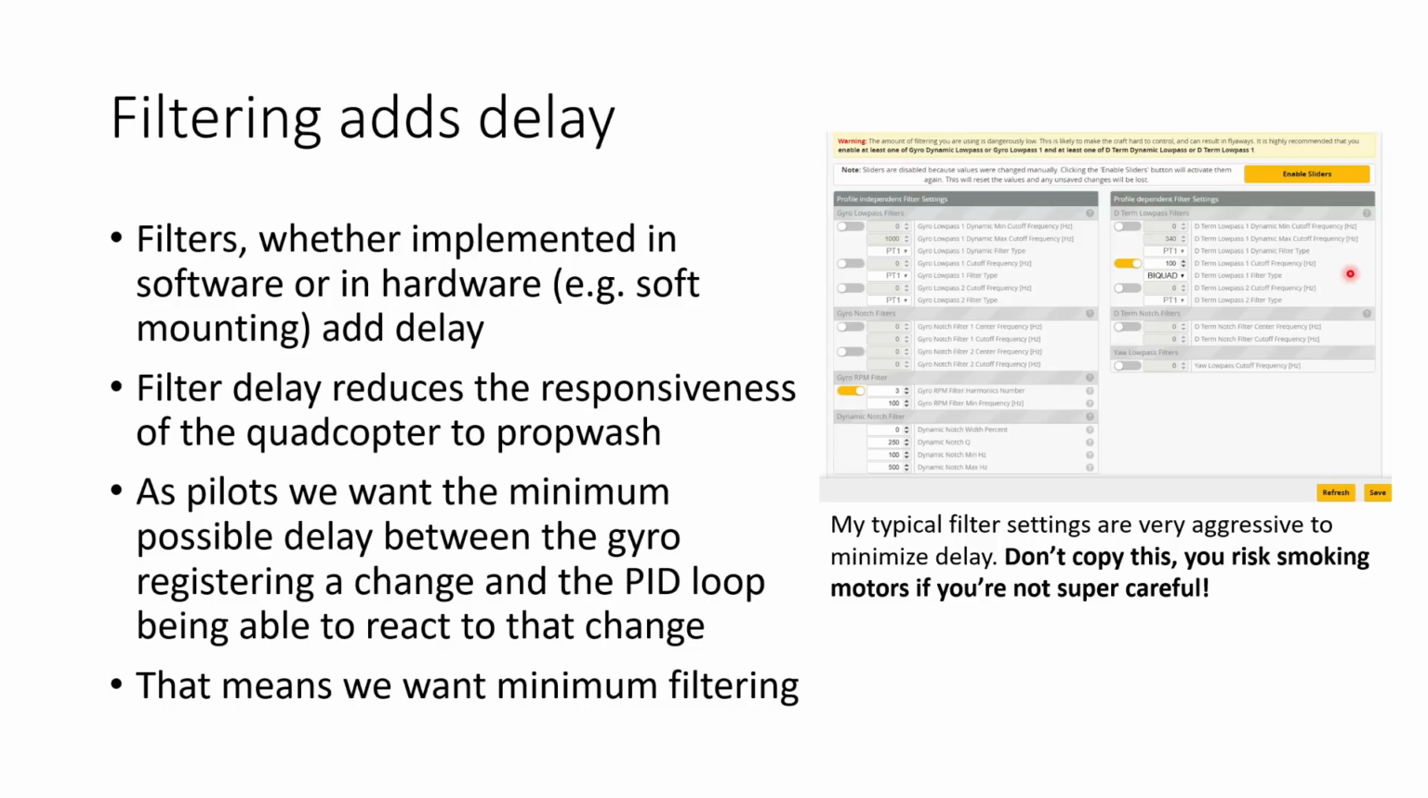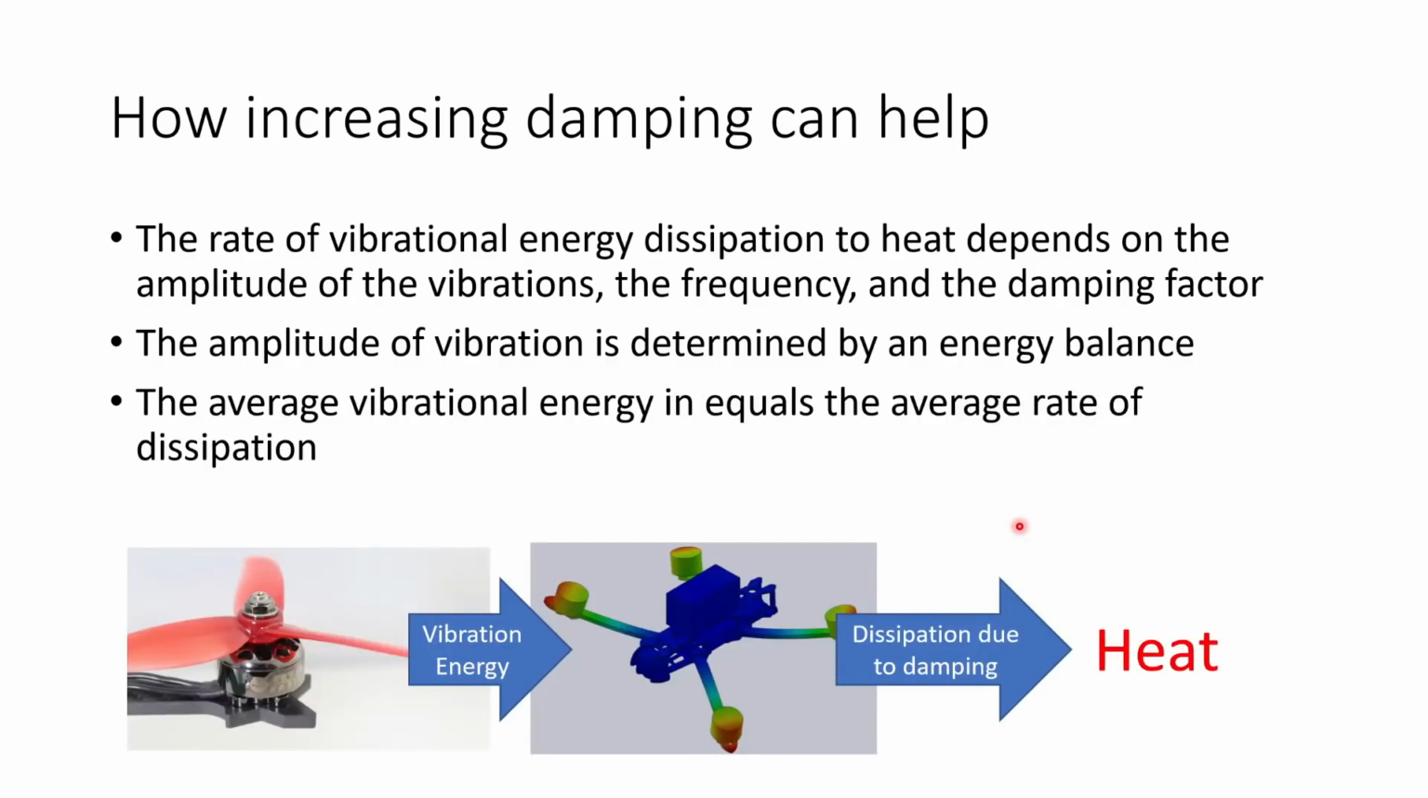Please don't just jump straight to copying these filter settings. You do risk flyaways, smoking motors, destroying ESCs, that sort of thing. Please work up to this level by slowly turning filters off, increasing filter cutoff frequencies, and hopefully if you've got a clean build like I have here, you'll be able to get to this sort of level of filtering without seeing hot motors, flyaways, or oscillations. Now, increasing damping can help with this vibration problem.